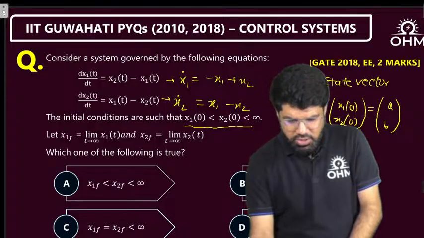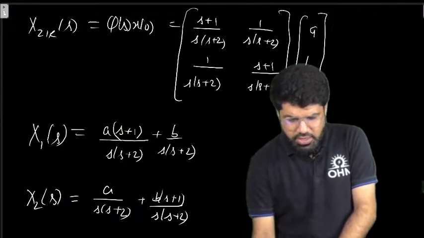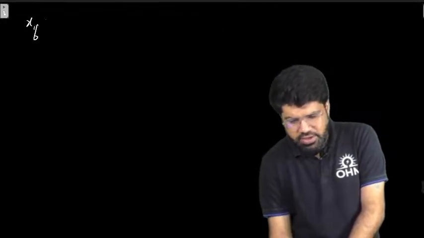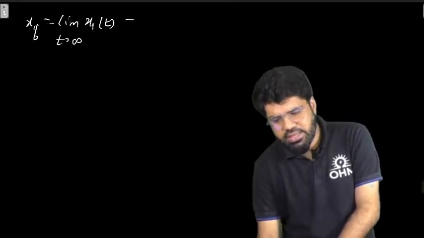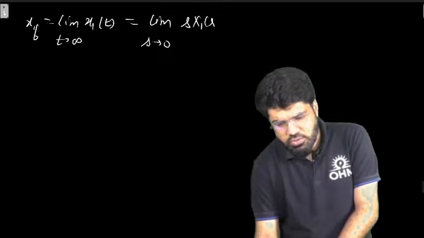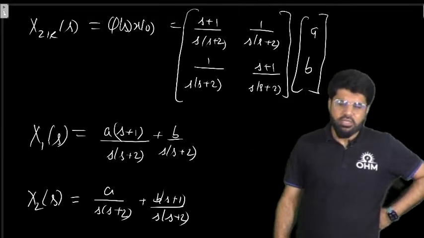What is x1f? Further in the question they have mentioned x1f is the final value of x1(t), limit t tending to infinity x1(t). The final value theorem says that this can be written as limit s tending to 0 of s into X1(s). Now with s tending to 0, I will solve it here.